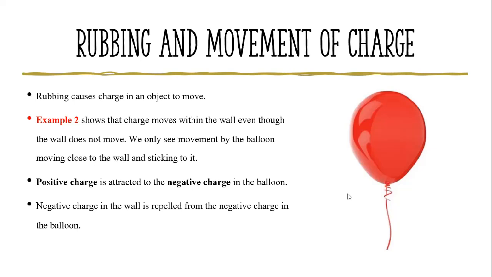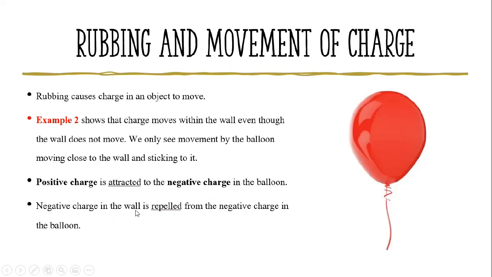We only see movement by the balloon moving close to the wall and sticking to the wall because those positively charged particles in the wall, as you can see in your diagram, are being attracted to the negatively charged particles in the balloon. That's what's causing it to stick. So positive charge is attracted to the negative charge in the balloon, and negative charge in the wall is repelled from the negative charge in the balloon.